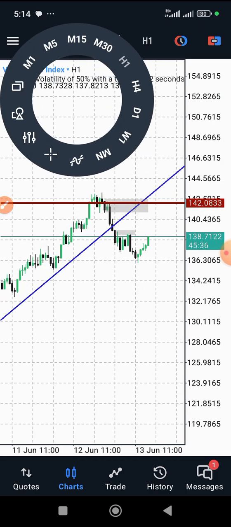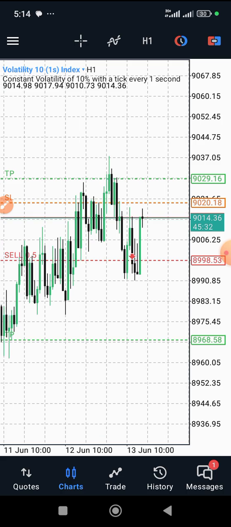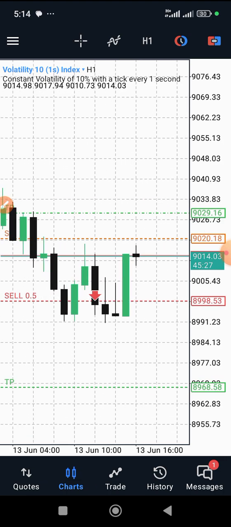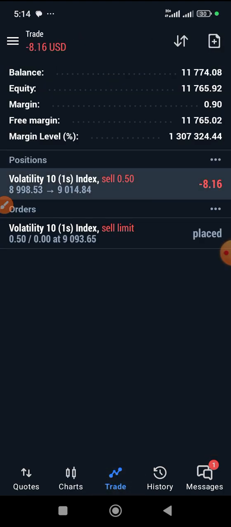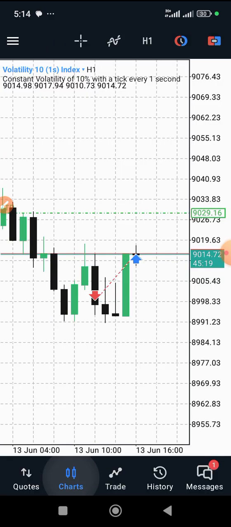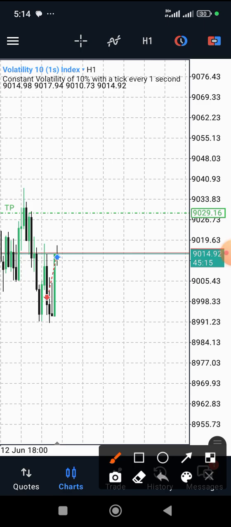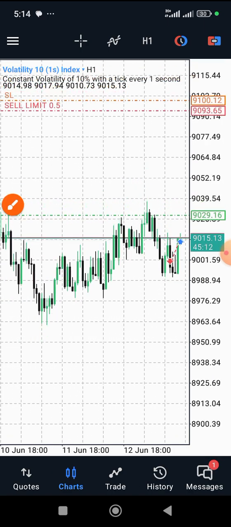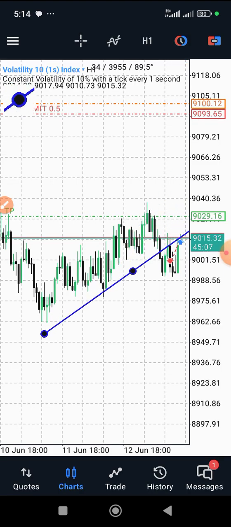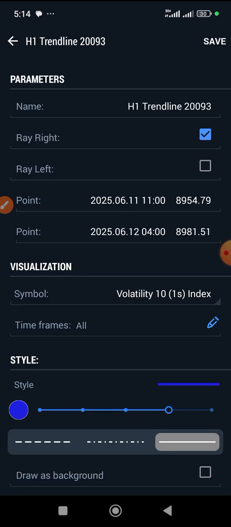So let's go to another one, another asset, volatility index. This is something that one would have traded, but I'll simply close this trade. Let me close this trade. It was already in profit previously. This is the demo account. So look at this. The market was going upwards. Okay, let me first of all remove it. Remove ray. First of all, remove ray.